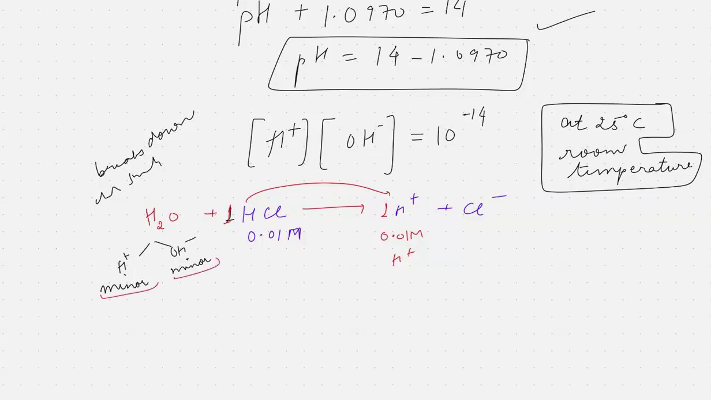Are we understanding? So when we have this HCl and we have water in it, what does that mean? So it is going to be 0.01 molar.